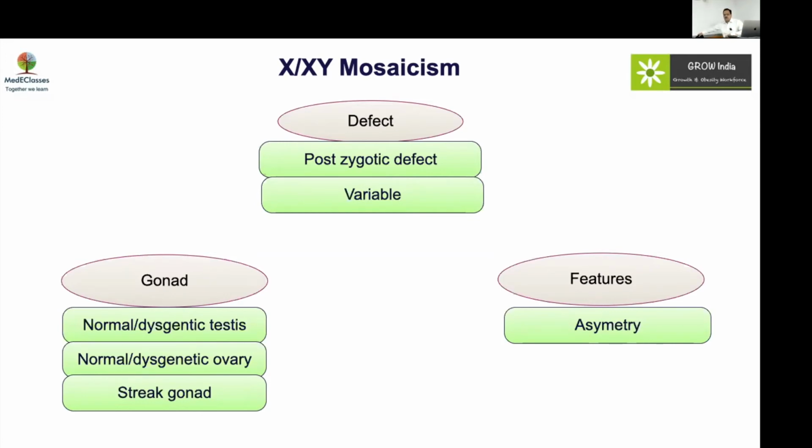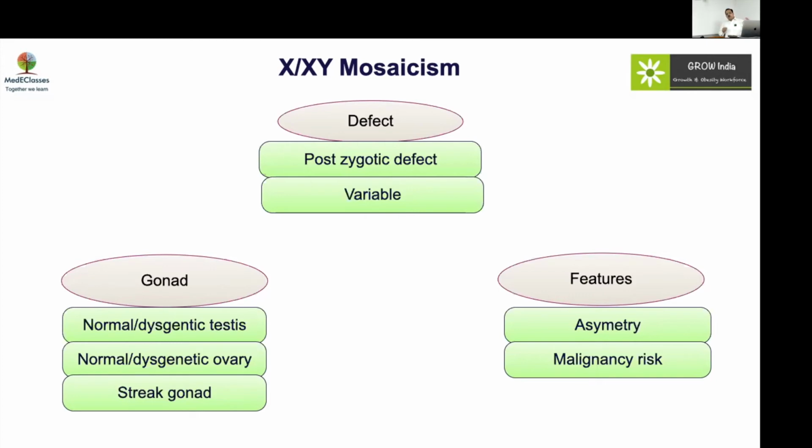So if you have an asymmetrical genital appearance, always consider the possibility of XXY mosaicism, which becomes important. And as Pratik will discuss later on, they have a huge malignancy risk, and this is something we need to be really bothered about, because this Y chromosome can cause a problem.